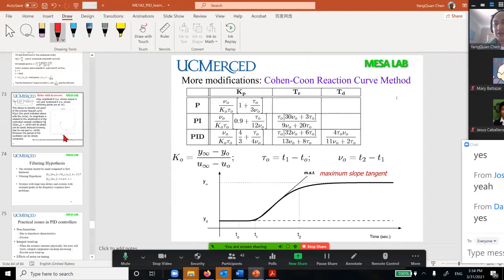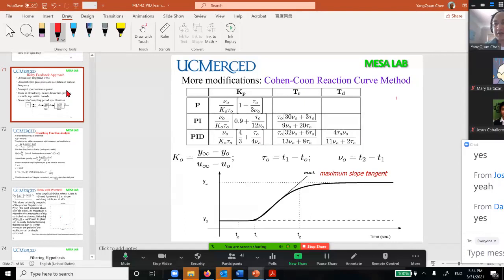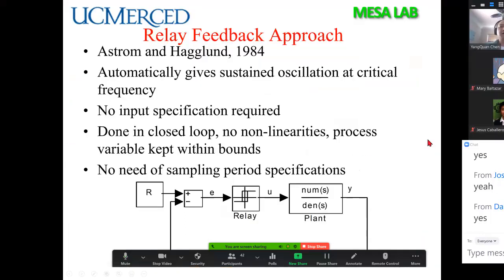So let me show you one more thing here. Let's look at this one. It's also easy for you to try. It was invented by Astrom and Hagglund in 1984. I met both of them at the 2018 PID workshop conference. And Hagglund is Astrom's PhD student.